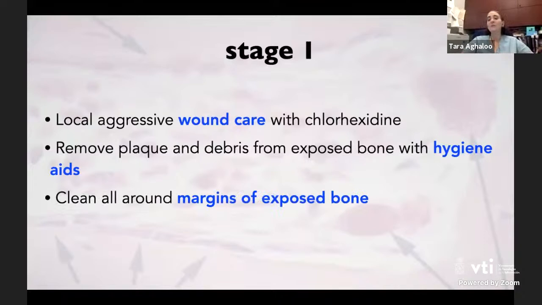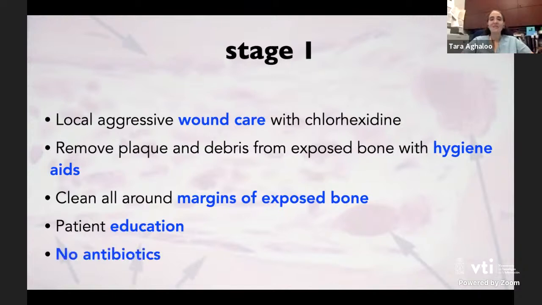Clean all around the margins of the exposed bone, not just on the bone itself, where it interacts and interfaces with the tissue, both on the buccal and the lingual. If there are any sharp areas that are poking the tongue, you can just use a bone file and file that down. Educating the patient, of course, so that they understand why they're doing this and what the goals are. And then no antibiotics, certainly if it's stage 1.